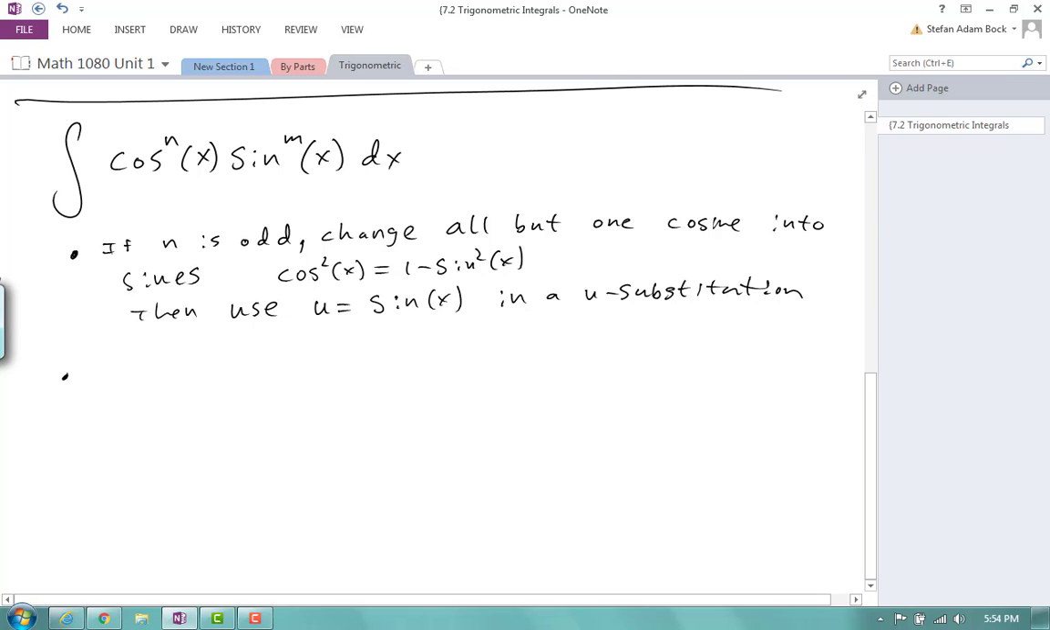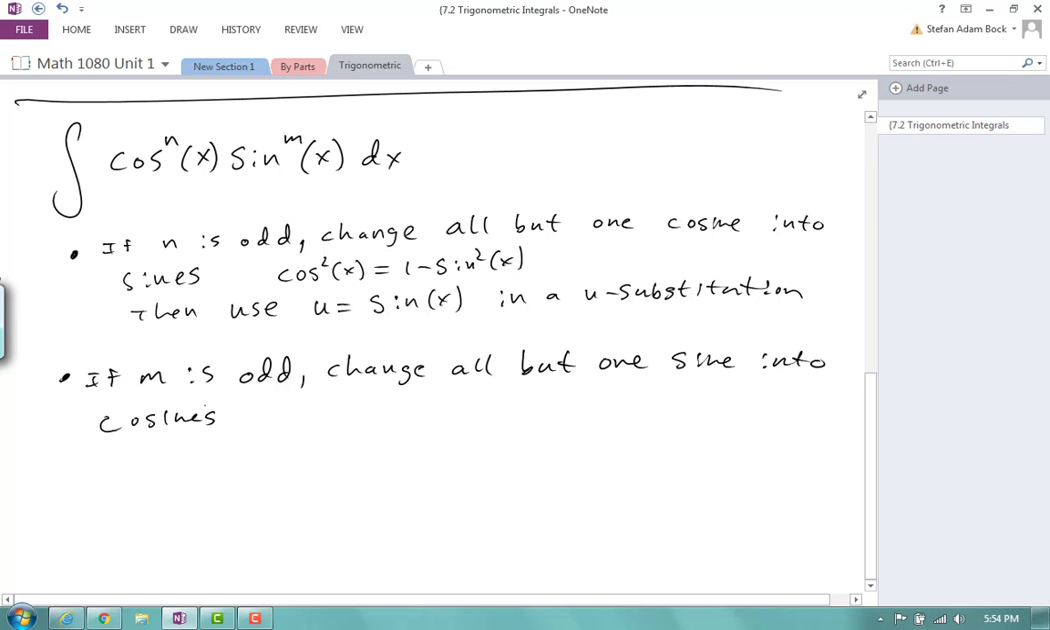Similarly, if m is odd, I'm going to change all but one sine into cosines. And here I'm going to have sine squared of x is equal to 1 minus cosine squared of x. And then we'll use u equal to cosine of x in a u substitution.